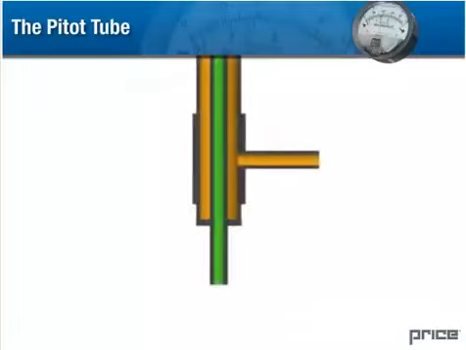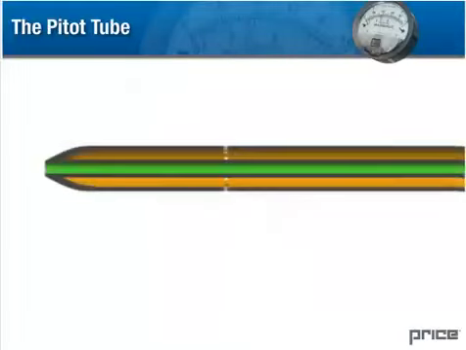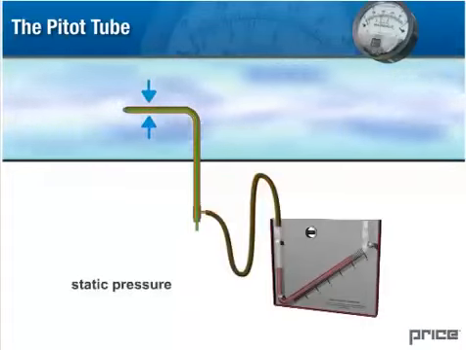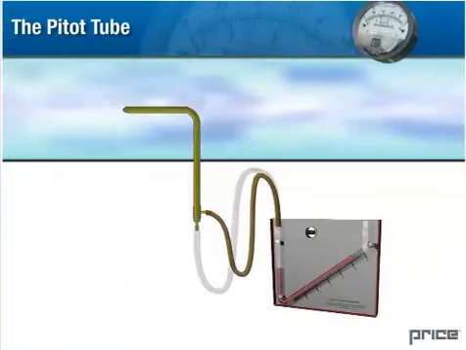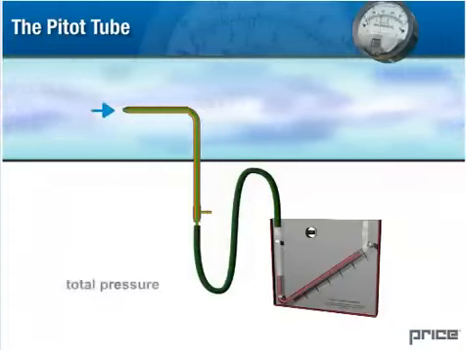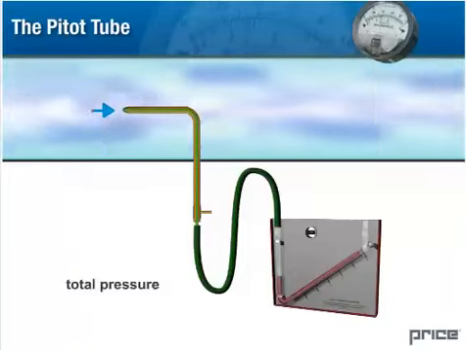and that there are taps that allow us to connect a manometer to either the inner or the outer tube. The outer tube receives its signal from small holes in the tube wall and is exposed to the duct static pressure only. Here we see static pressure measured by the pitot tube. The inner tube receives its signal from the hole facing the airstream and is therefore exposed to the total pressure. Here we see total pressure measured by the pitot tube.